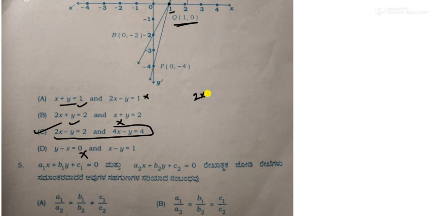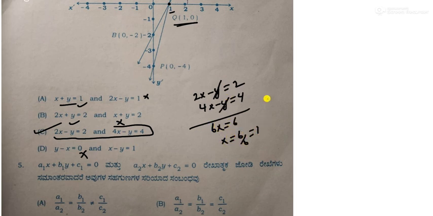You can also solve it like this. 4x minus y equals 4. So on solving you will get 6x equals 6. So x is equal to 6 by 6, that is 1, and y is equal to, if you bring this to this side and this to here, this becomes 2x minus 2. So 2 ones are 2, minus 2 is 0. So 1 comma 0 is matching for option number C.